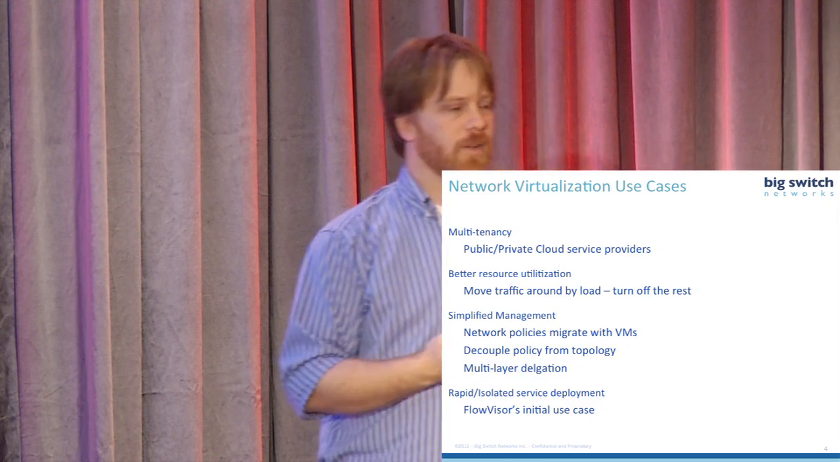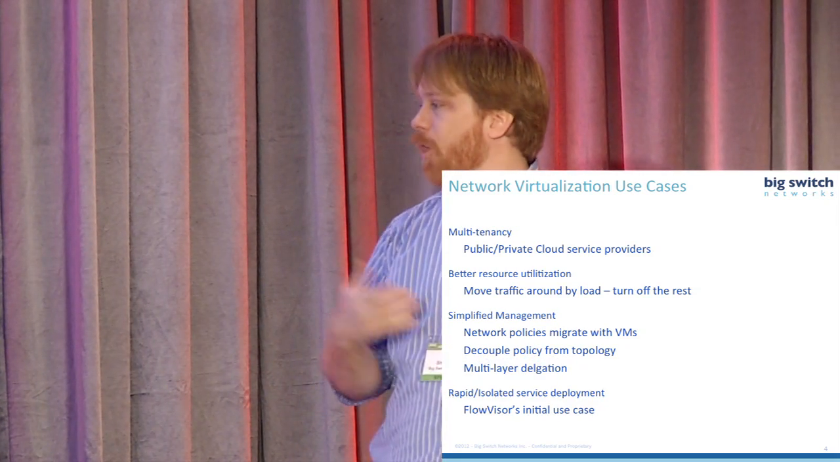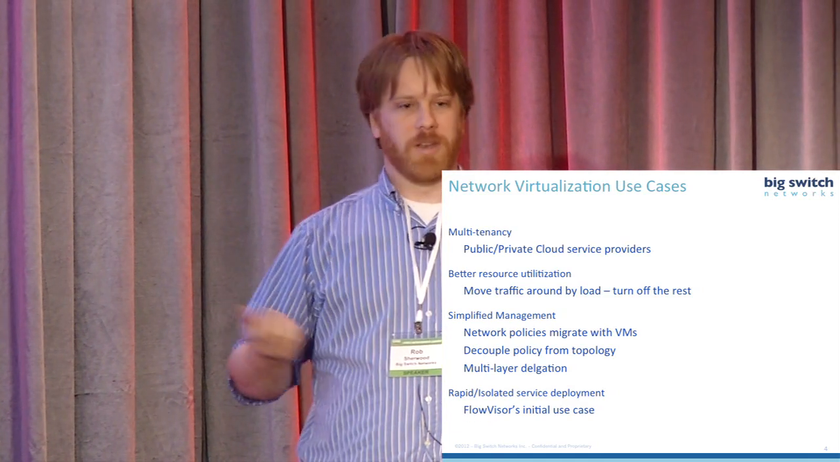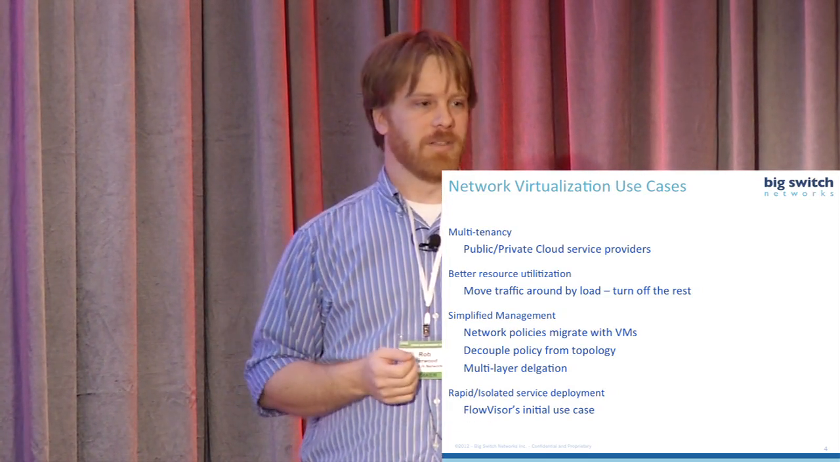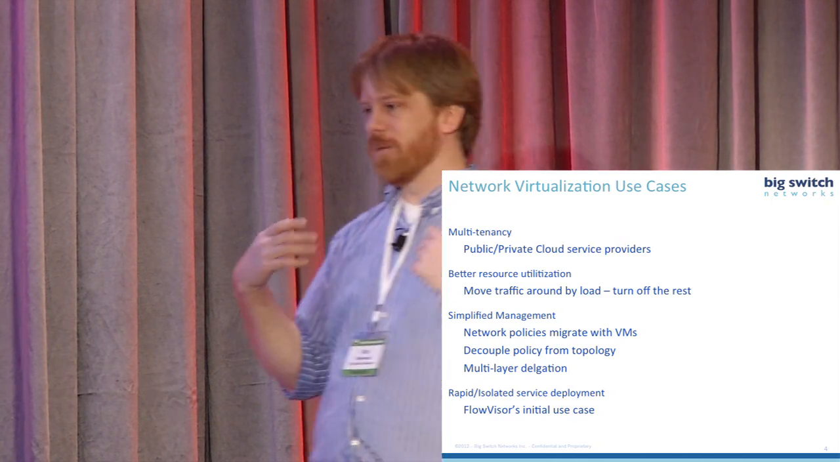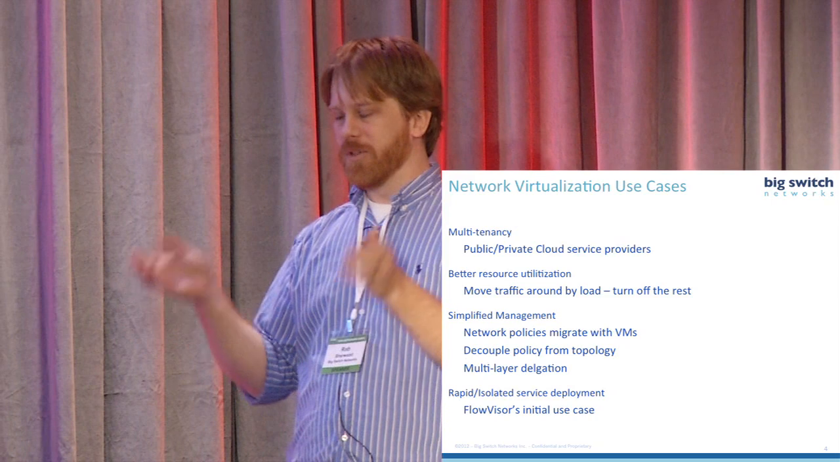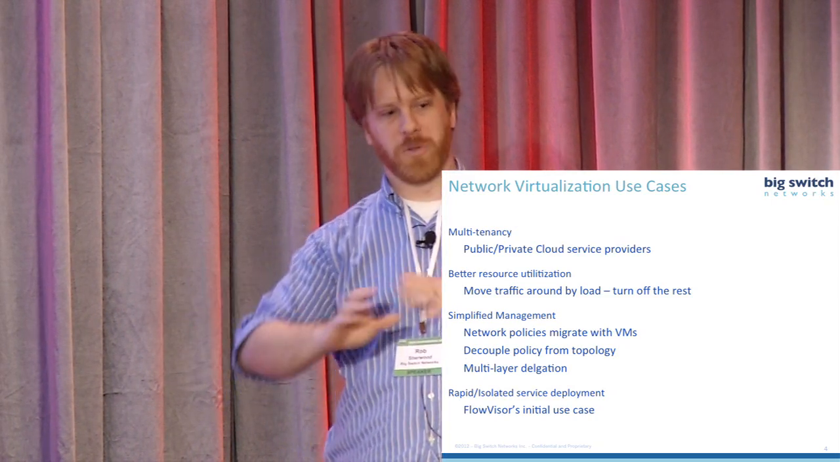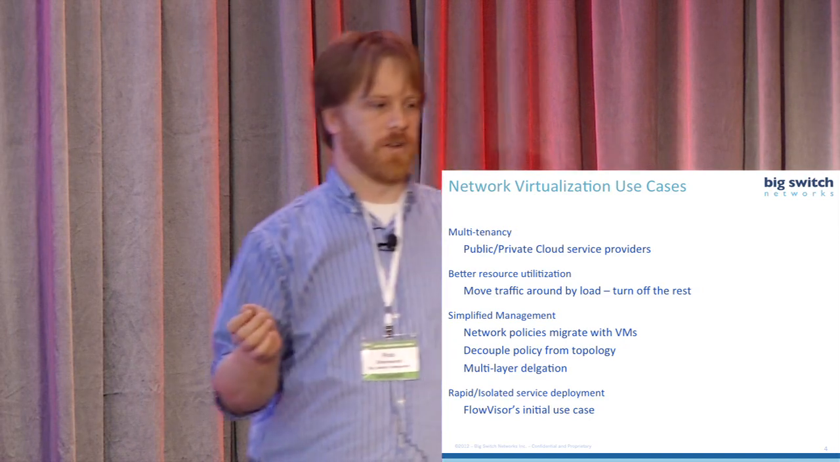is FlowVisor, and FlowVisor uses a whole bunch of tricks to do what I call rapid service deployment, and the critical part of that is strong isolation. Using FlowVisor, you can put new things into your network with some confidence that if that new thing is experimental and goes crazy, it will not take down the rest of your network.